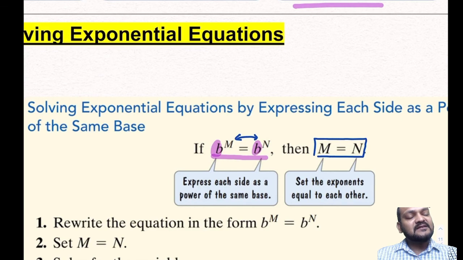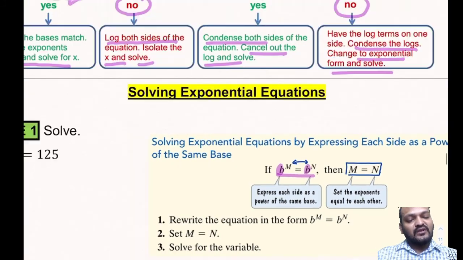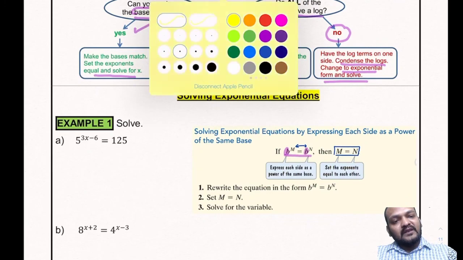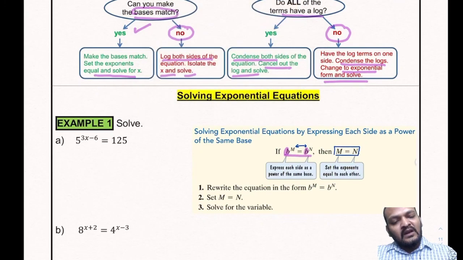As long as the bases are the same in the exponential equation, then the exponents must be the same. So that's what we are going to use to solve here. Now what I am going to do in this particular problem is the following. I have an exponential equation right here, and I don't have the same base. I have 5 here and I have 125 here.